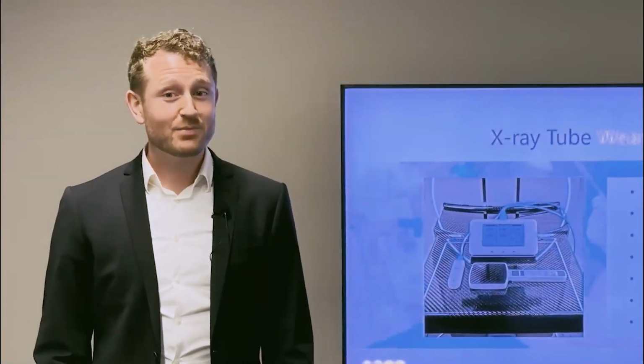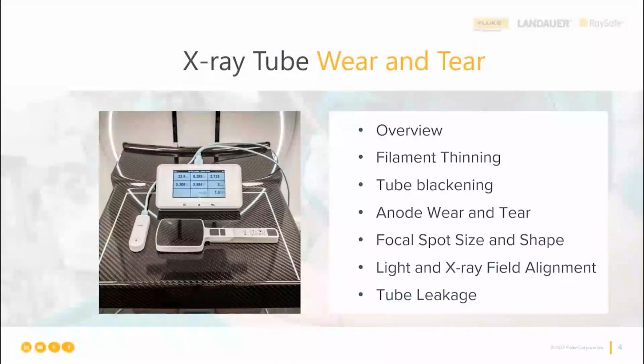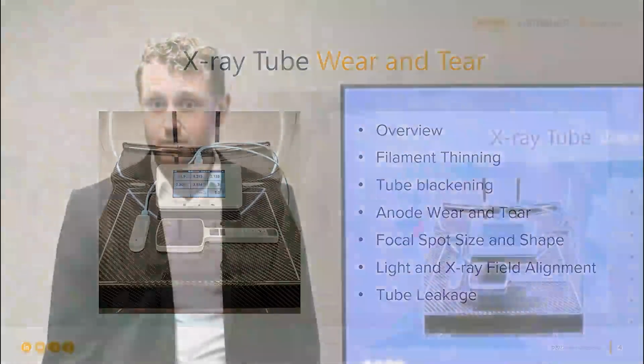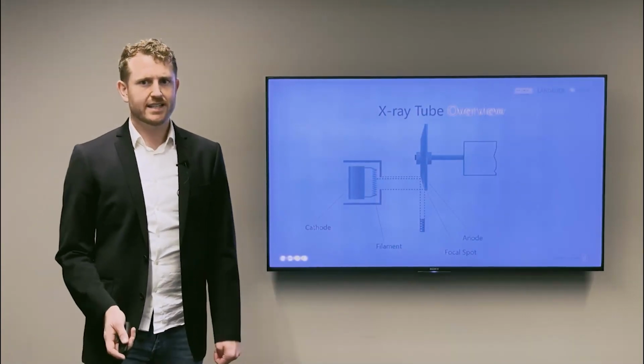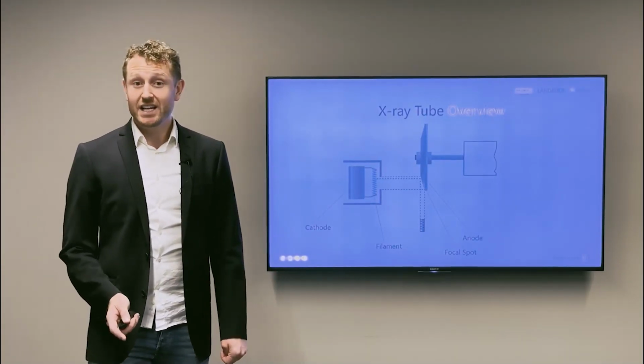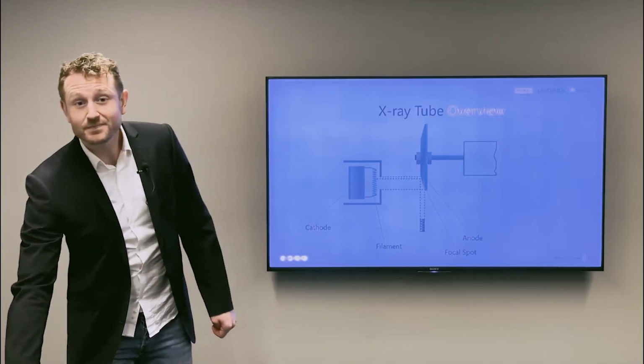Okay, time to get a bit more specific and talk about how change in output of the X-ray machine will affect not only the uptime of the machine, but also the dose to patients and staff. Before we go into details on QA testing, let's make a recapitulation and describe the X-ray tube.